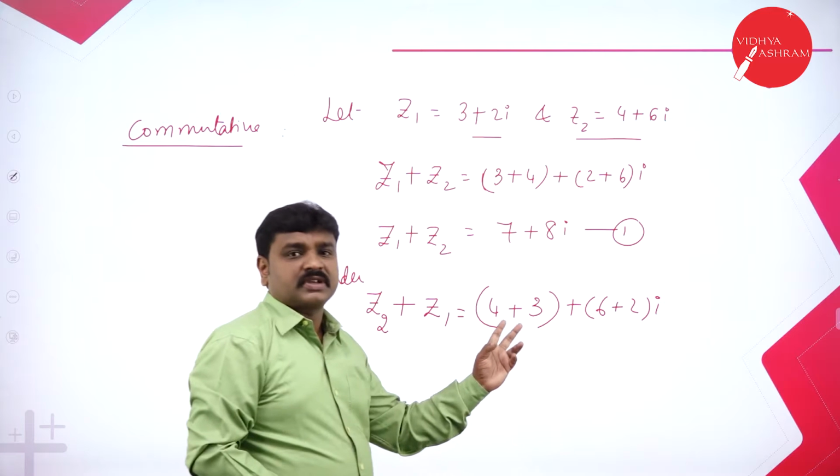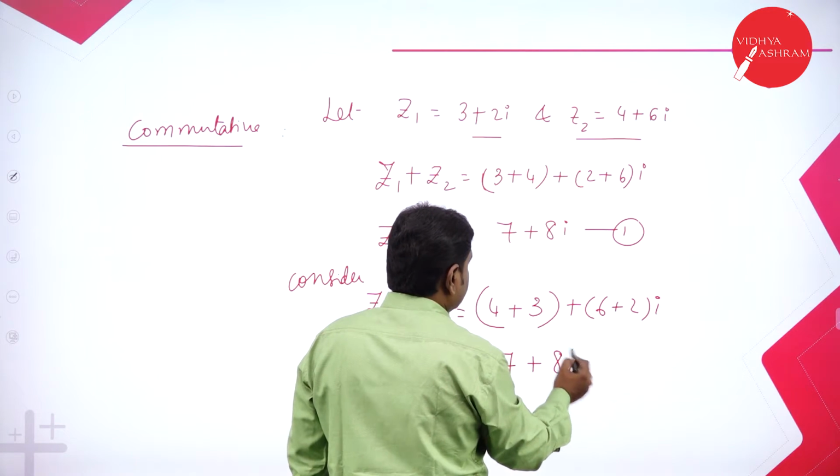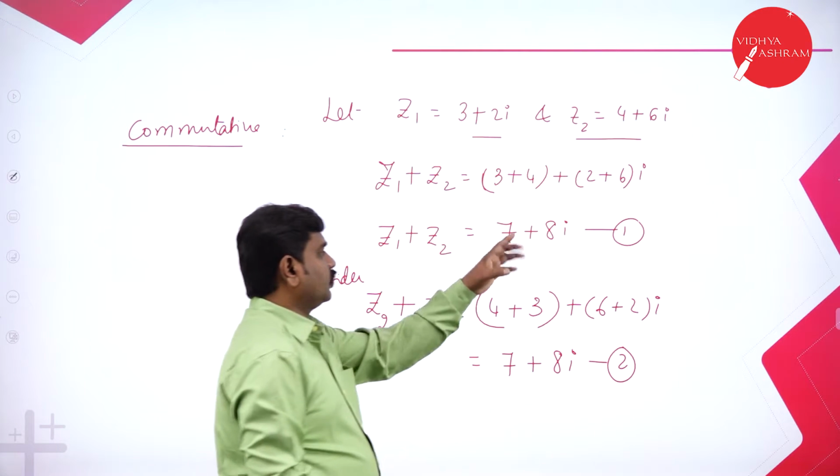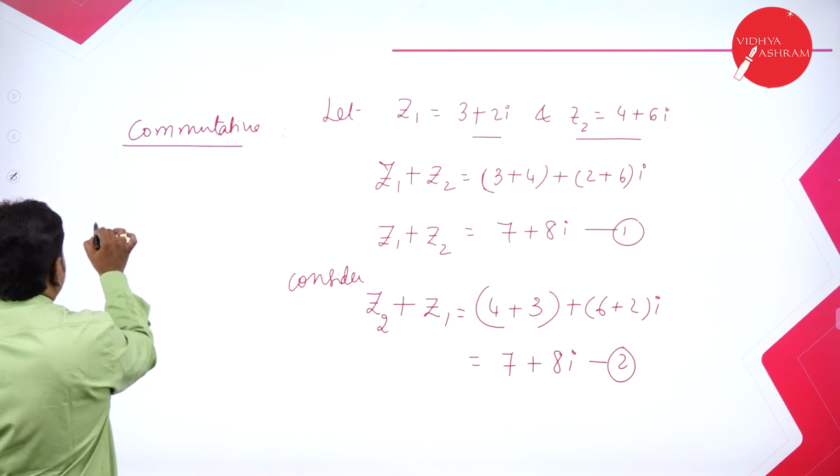Now you know what is 4 plus 3? 7 plus 8i. So equation 2. Observe 1 and 2. This is also 7 plus 8i. This is also 7 plus 8i. So therefore what is the conclusion?